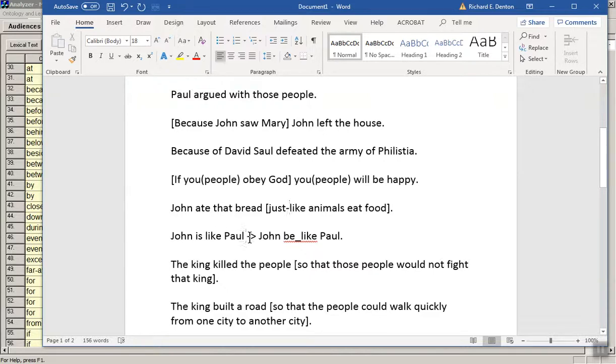When the analyzer sees that, it converts it to a form of the verb to be. So we have a form of be, which means to be like something. So it will turn it into John is like, be like Paul in the phase 2 semantic representations.